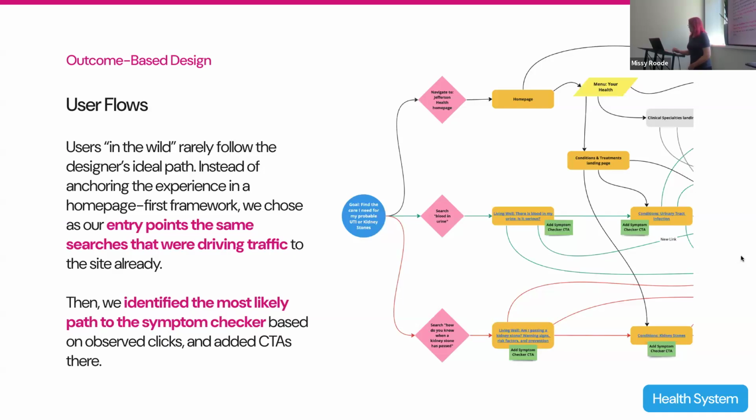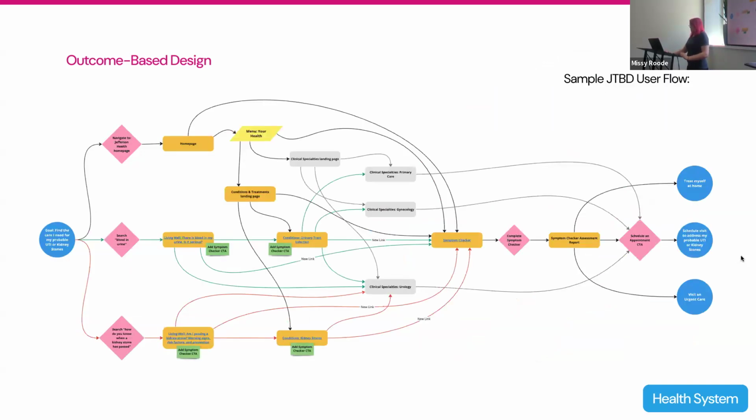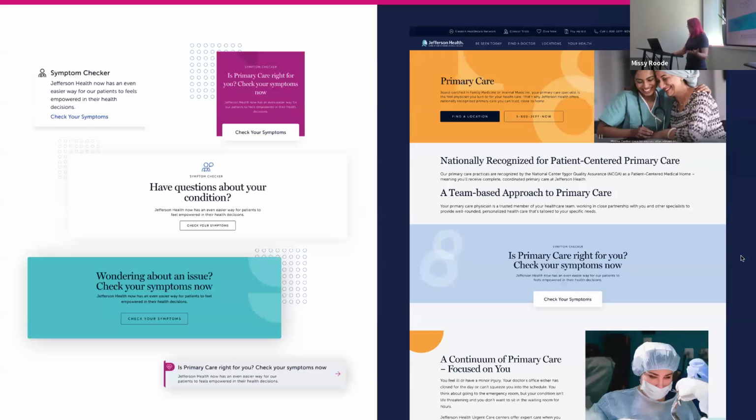Again, you can see what was happening here is we identified the most likely path to the symptom checker because we knew where they were starting. So what was their initial search, what page were they landing on, and what was their intended outcome. So then from that, we just had to build in these CTAs in between so that they could reach that. This is what that ultimately looks like. And then these are some examples of the CTAs that we designed so that they could be placed throughout the site and get people to where they needed to go.